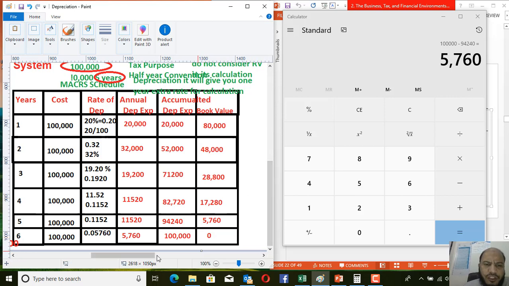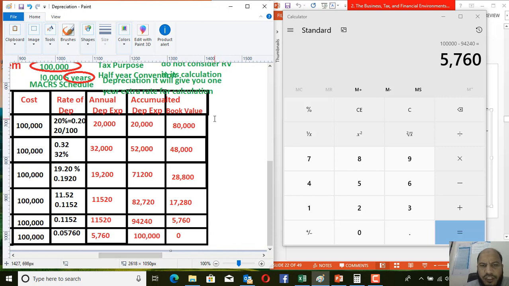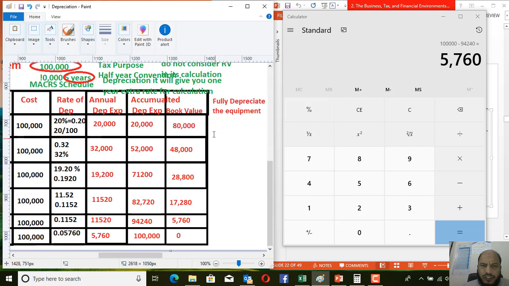Now, dear students, if you see this chart, you may find some important things which are close to the definition. One thing is, we have explained that it will fully depreciate the machinery. We may say it will fully depreciate the equipment. This is one of the important characteristics of the MACRS.